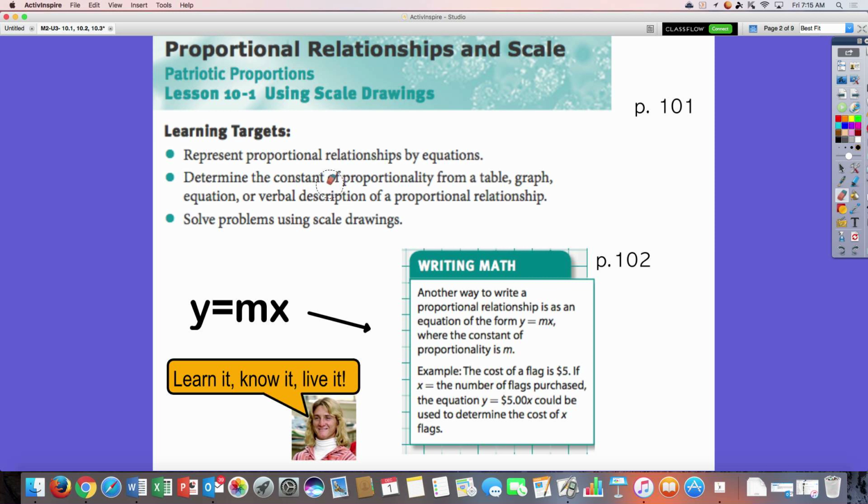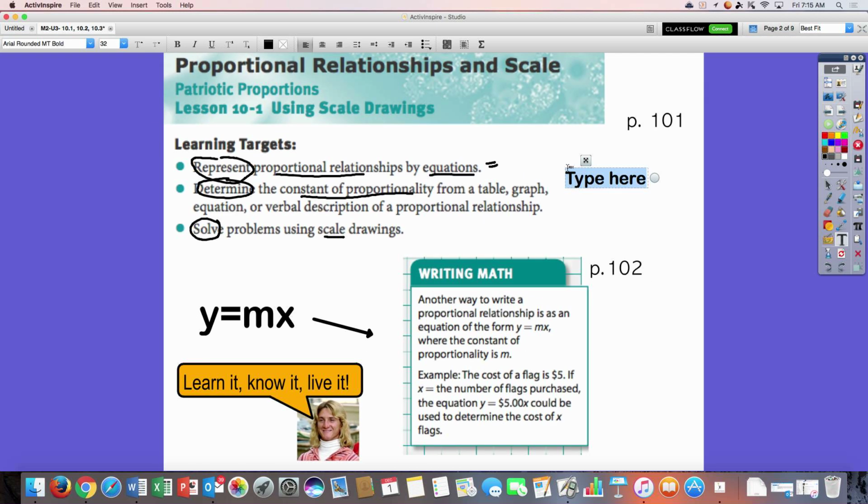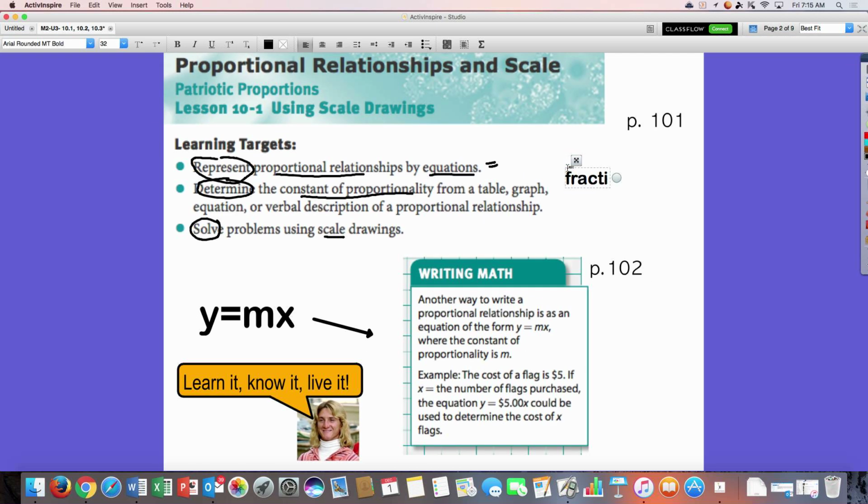Proportion, relationships, and scale. I'm on page 101 in your book. You should have your book out. What we're basically going to do is talk about representing proportional relationships using equations. Remember, an equation has an equal sign. We're going to determine the constant of proportionality, which just means it goes up equal amounts every time. And we're going to solve problems using scale drawings, not the lizard, but scale. And basically all this is really talking about is fractions. We're setting up fractions to display that data.